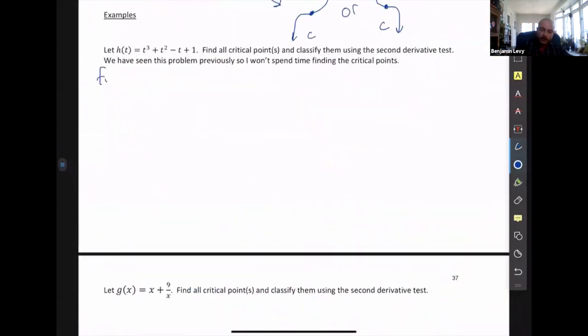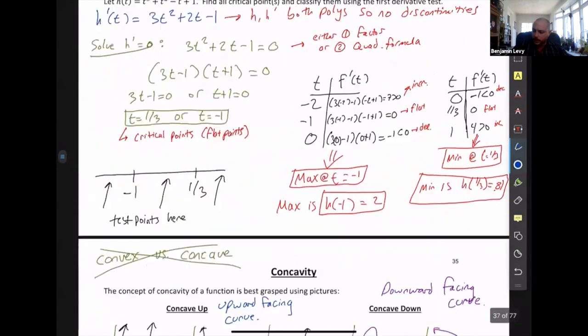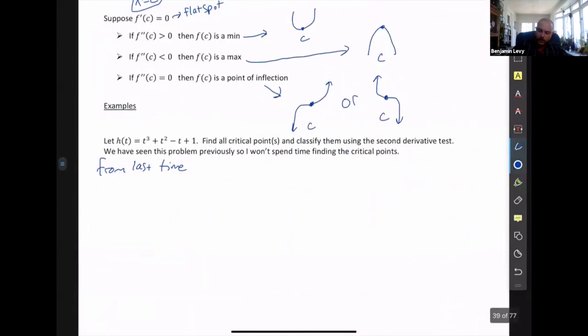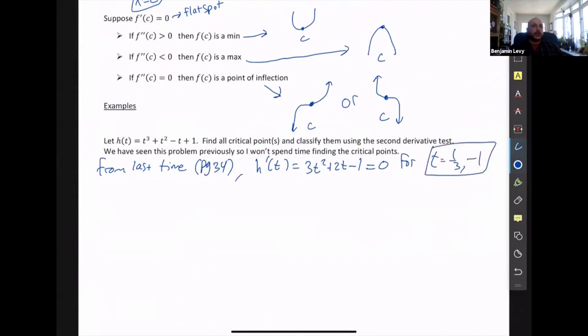So from last time, what page was that? Page 34. So on page 34, you can double check this work. But what we found last time was the first derivative was this. And we set it equal to 0, and we found the critical points. They were 1/3 and -1. Okay, so I'm just going to skip that part because we saw that last time.